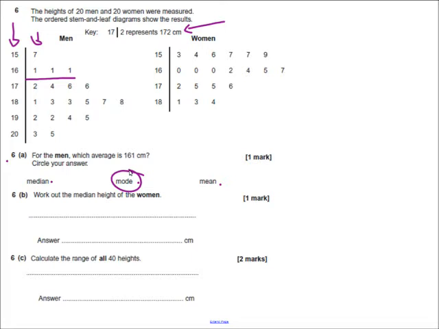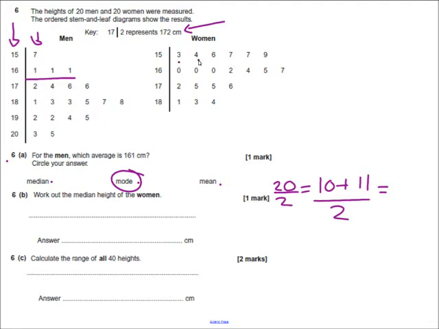Question 6b, work out the median height of the women. So the median is the middle. Now we know we have 20 women, and when we have an even set of numbers and we're calculating the median, there are two middle numbers. So when we divide 20 by 2, it gives us 10. So our 10th value is going to give us one of our two values and our 11th value. So we need to work out the average of our 10th and 11th values.